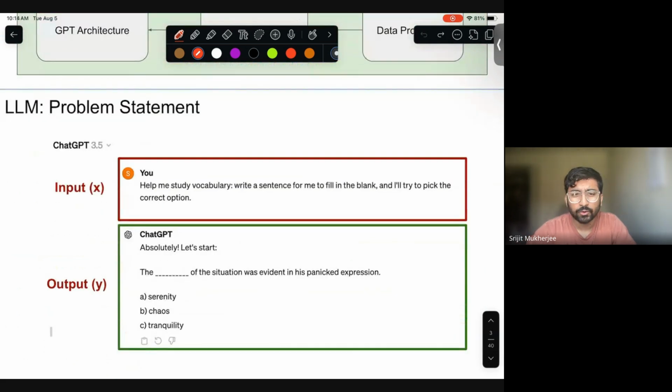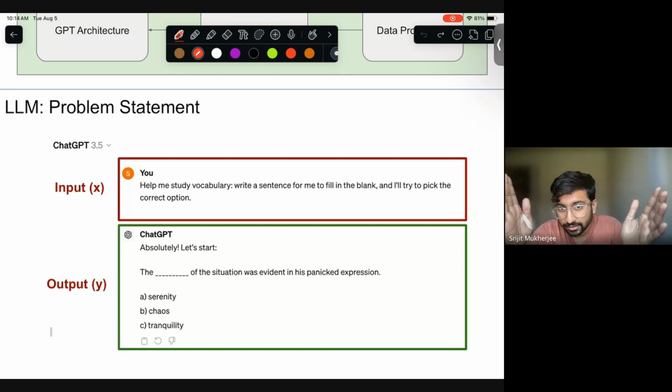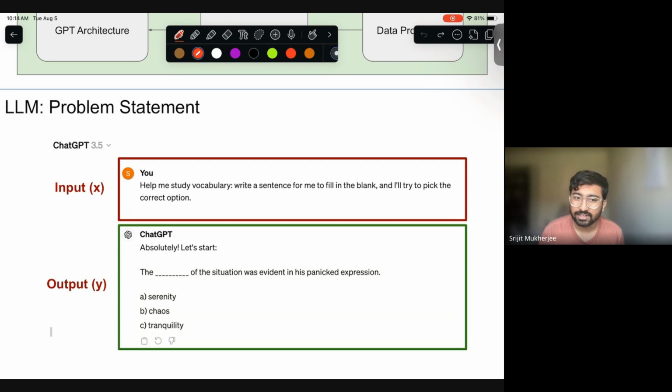So let's first go to what is the problem statement that we are trying to solve. You've all used GPT for sure, right? If you use GPT, there are two components to it. One is the input and one is the output. You ask a question, like: help me study vocabulary, write a sentence for me to fill in the blanks, and I will try to pick the correct option. Let's say this is the input, and you get an output from GPT, let's say a text which says, absolutely, let's start, and so on. That's the whole idea of GPT: there's an input and there's an output.